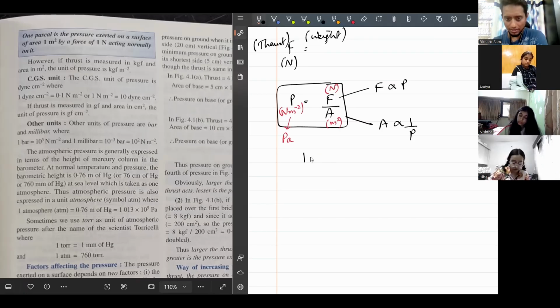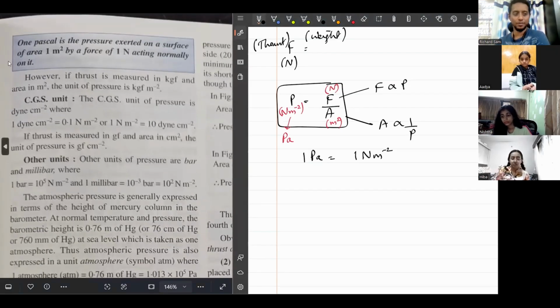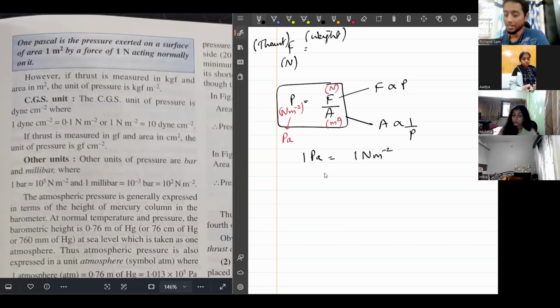So what is 1 Pascal? 1 Pascal is equal to 1 Newton per meter square. This is the units. We can use this relationship to define 1 Pascal. If you look at the definition of 1 Pascal written in your book, 1 Pascal is a pressure exerted on a surface area of 1 meter square by a force of 1 Newton acting normally on it. It is a pressure exerted when a force of 1 Newton is exerted on an area of 1 meter square.